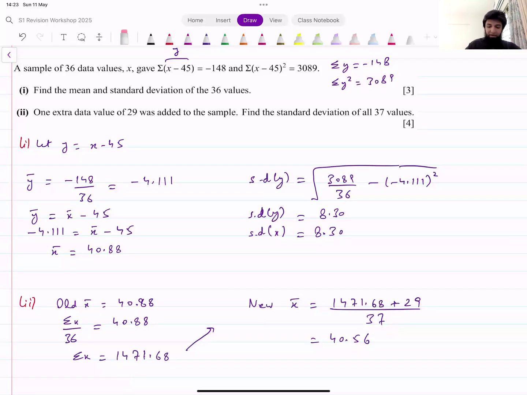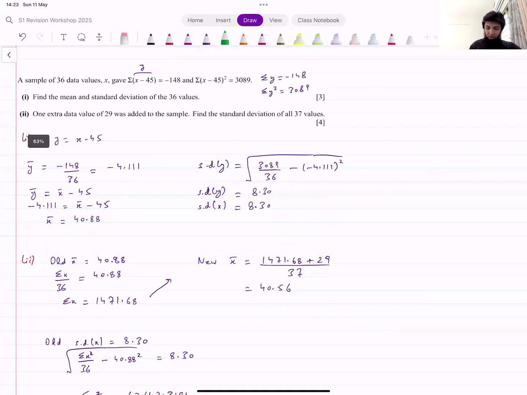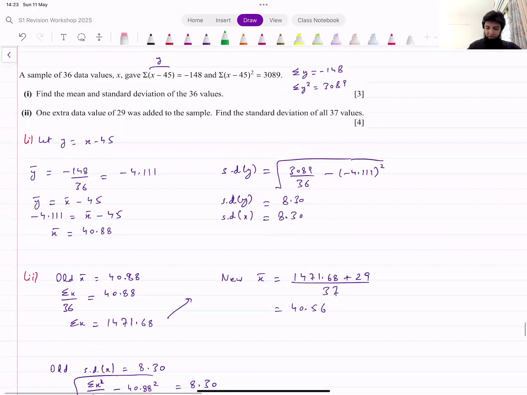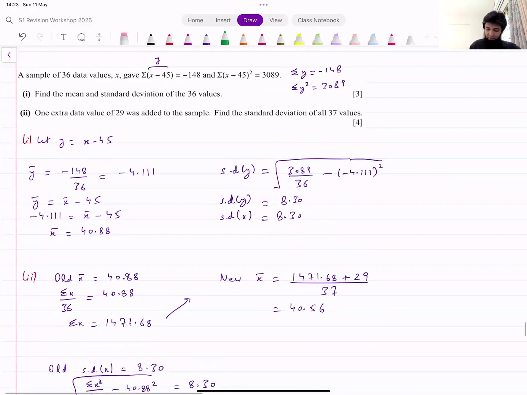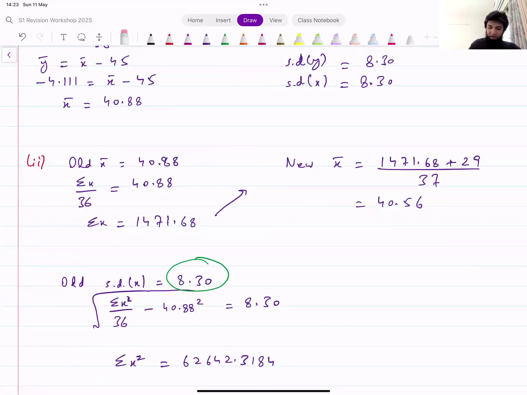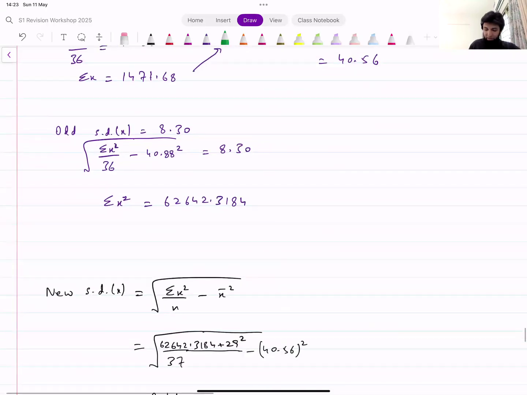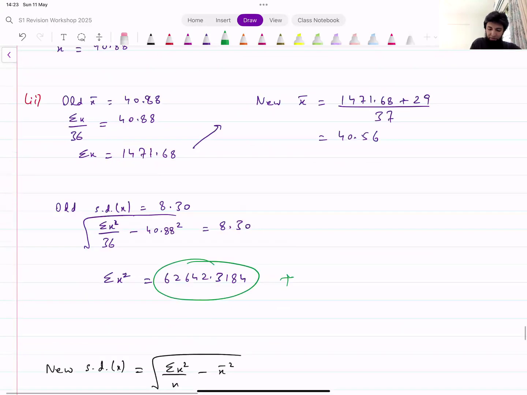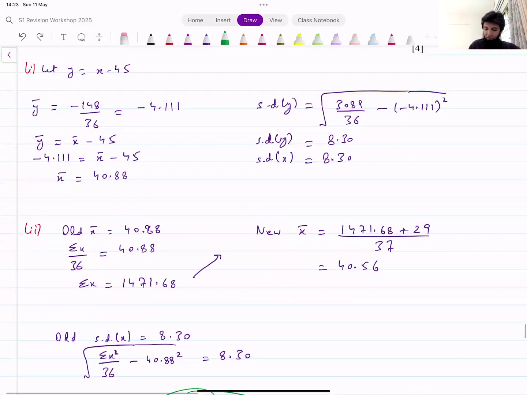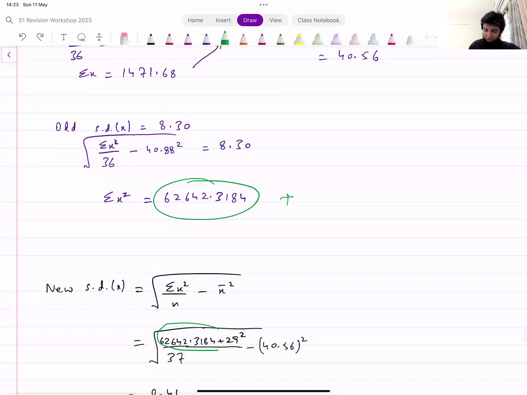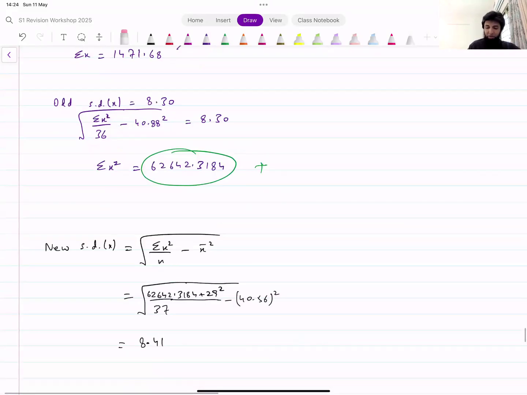We do the same thing for standard deviation as well. We've got the old standard deviation. Earlier, the standard deviation was 8.30 that we found there. Use that to find sigma x square. That will be old sigma x square. Now, for the new standard deviation, the sigma x square now is going to be this number plus the square of this number that was added. That's 29 squared. That's what you put in the numerator here, minus mean squared, divided by n, and that will give you the result, which turns out to be 8.41.